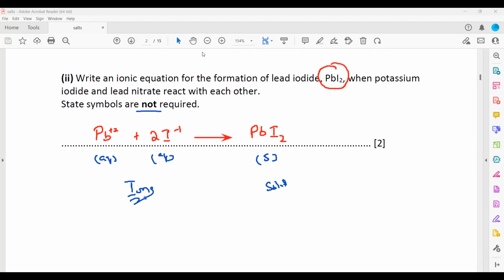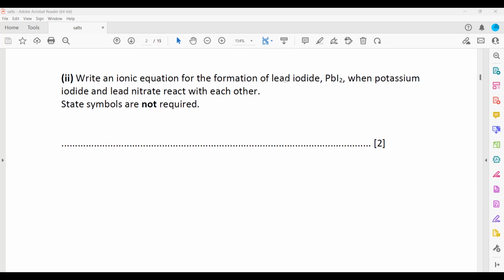The question might change here, for example: write an ionic equation for the formation of, say, silver chloride. Silver chloride is a precipitate, AgCl. Then we identify the ions. Silver is +1 and chlorine is group 7, so -1. And the ions will be aqueous and the precipitate solid.